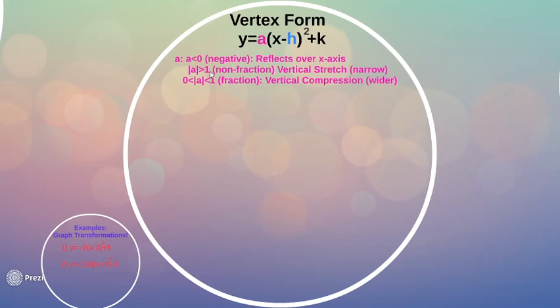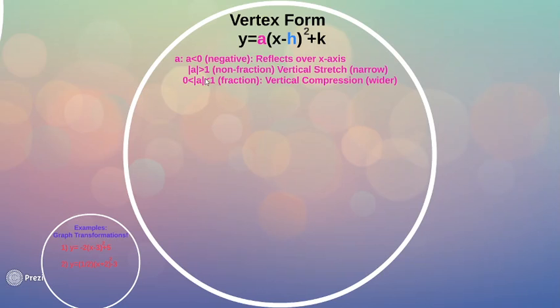Okay, if your a is greater than 1, if the absolute value is greater than 1, so basically, if it's not a fraction, which I know there's numbers greater than 1 that are fractions, but typically if it's not a fraction and it's larger than 1, okay, it will be a vertical stretch. So the graph will get more narrow. If you can kind of picture yourself grabbing the vertex and the two arrows and pulling them apart from each other vertically, it would stretch it out vertically and make it shrink to be more narrow.